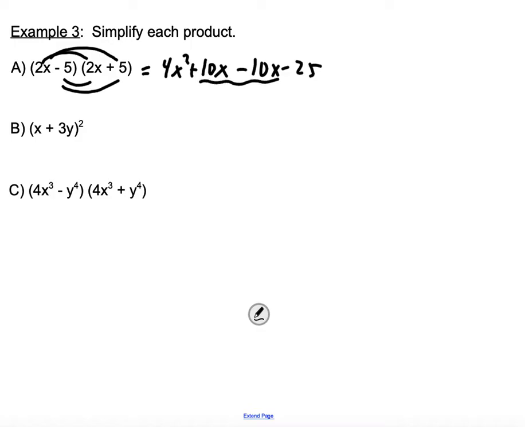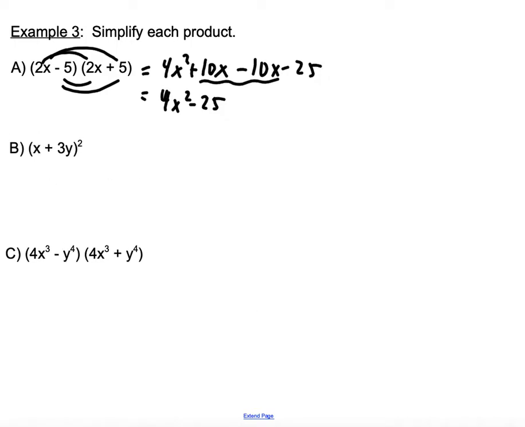The middle terms in there cancel out, and we get 4x squared minus 25. So letter B there, I wanted to do a couple of these because they've got two different variables in there. So no different in some ways than the problems we did on the other page where we just had something being squared there. It's not x squared plus 9y squared.